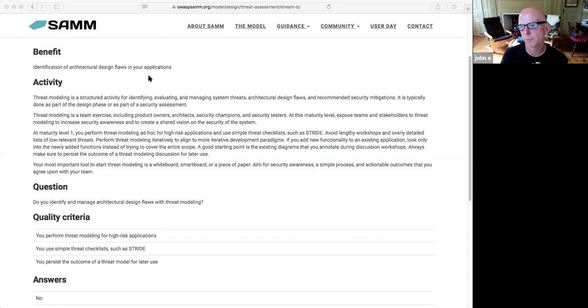Yeah, one of the benefits I think of Miro in particular that I know of is that it has pre-canned threat modeling shapes that you can utilize in it, so that when you go to start, it has a template.